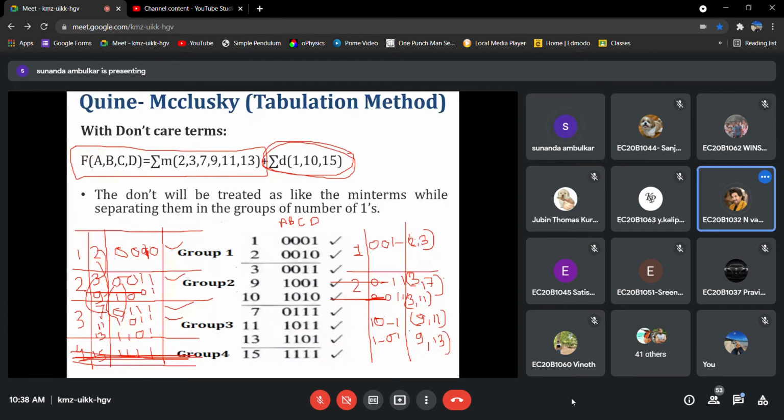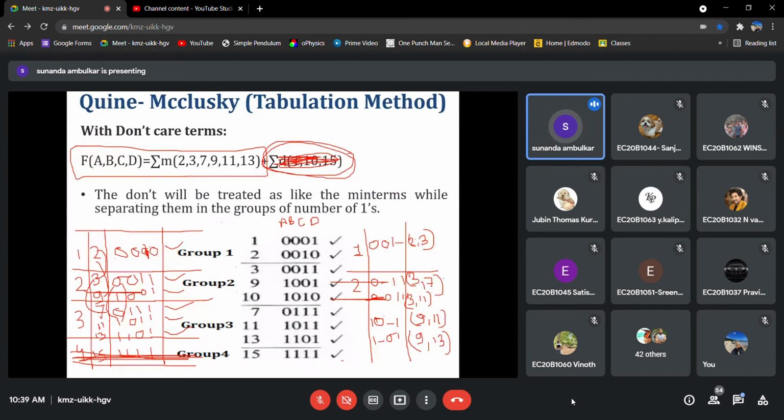10 and 11. We will not consider 10 because 10 is part of the don't care terms. For now, we will not take the don't care terms. We are taking this for understanding purposes, and because you want to do some practice, we are considering this without the don't care terms. So all the terms here have been checked. Nothing is left here.